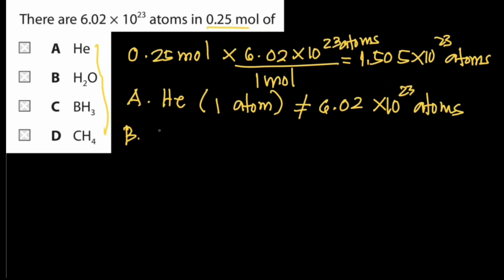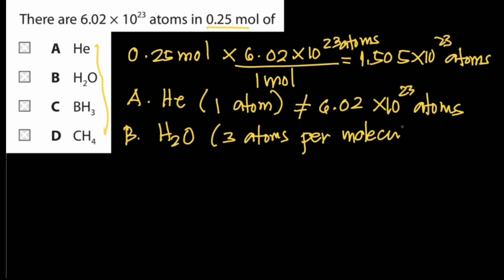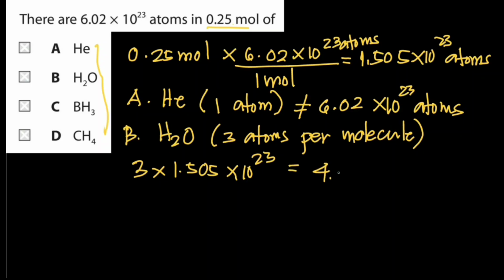Okay, and for letter B, H2O, this one has 3 atoms per molecule of water. So that would be 3 times 1.505 times 10 to the 23rd. And this is just equal to 4.515 times 10 to the 23rd, which is not equal to 6.02 times 10 to the 23rd.